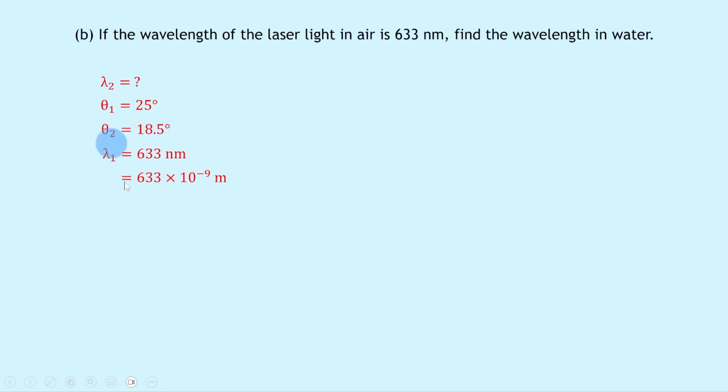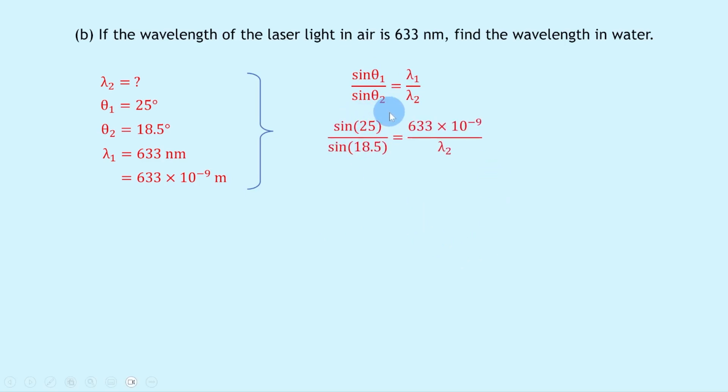Now that's all the data we have, so let's use the relationship between the angles and the wavelengths, which we can get from the relationship sheet. So it looks like this. So we have sine theta 1 over sine theta 2 equals lambda 1 over lambda 2. We don't need to use n here or anything to do with the speeds. So substituting in the numbers, we have sine 25 divided by sine 18.5 is equal to 633 times 10 to the minus 9 divided by lambda 2.